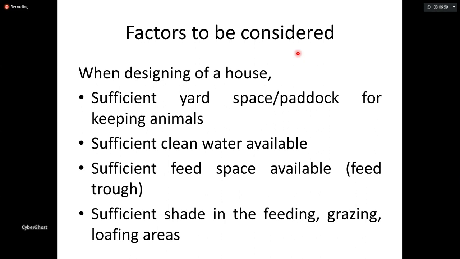So what are the factors we usually consider when we are designing a house, right?